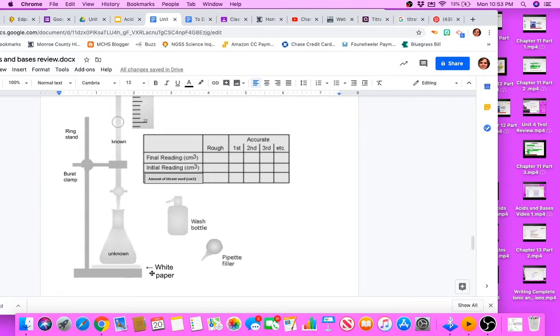And again, that's why we use the white paper, because this is going to be a very pale pink color, and it will be hard to see up against a dark background. But up against a white background, it's going to be a lot easier to see that very pale pink color.